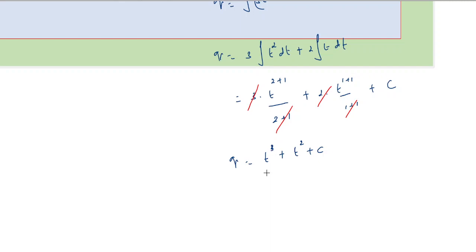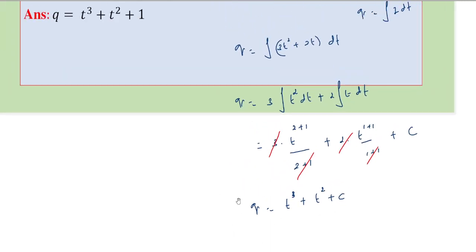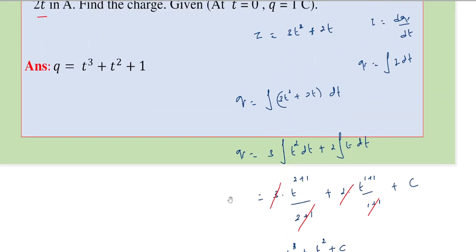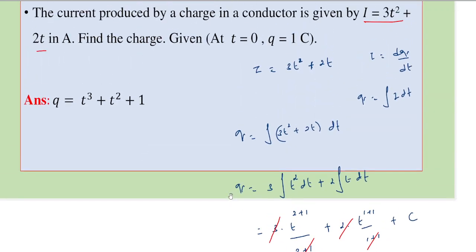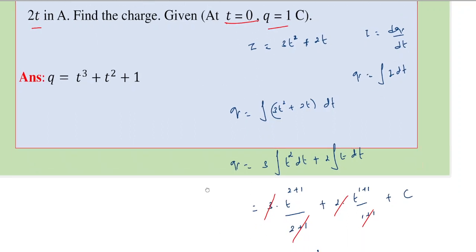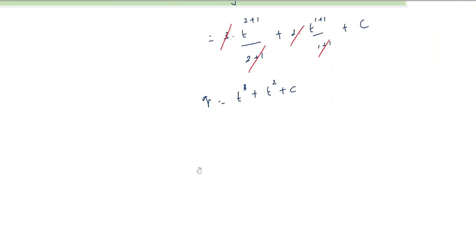Now here this constant is not known to us. So what we can use here is some conditions. Here already a condition is given. So it says that at t is equal to 0, q is equal to 1 coulomb. So using those conditions, we can solve the problem. So even here, this charge depends on time. So the question says, if time t is equal to 0, then the charge is given as 1 coulomb.